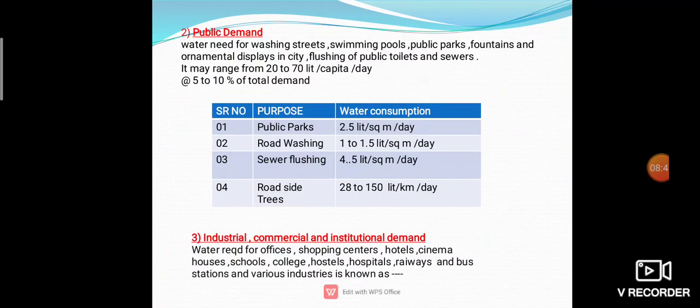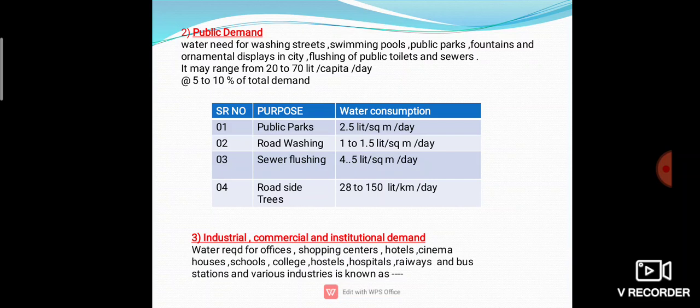The second is public demand. Public demand means road washing and sanitary purposes, sewer flushing, and watering of roadside trees. It includes water needed for washing streets, public swimming pools, public parks, fountains, ornamental displays in the city, and flushing of public toilets and sewers. It may range from 20 to 70 liter per capita per day, at 5 to 10% of total demand.